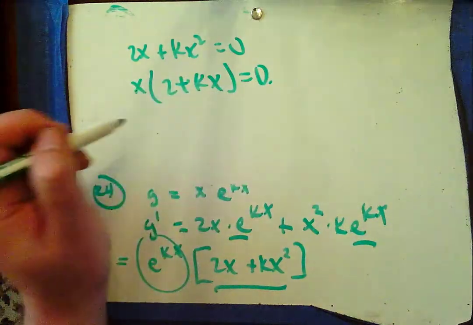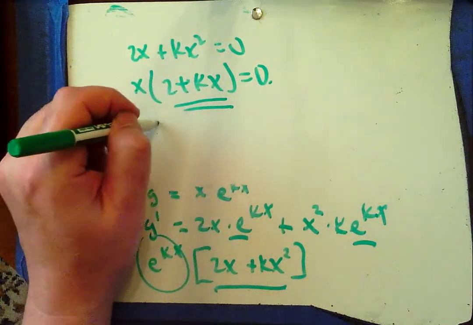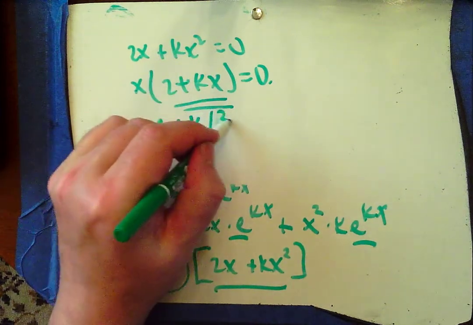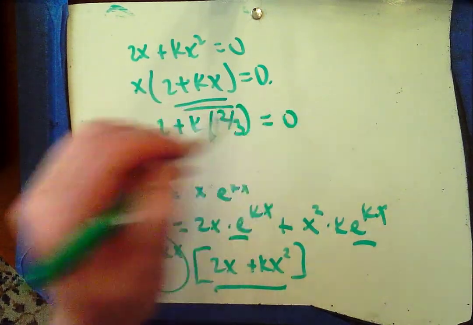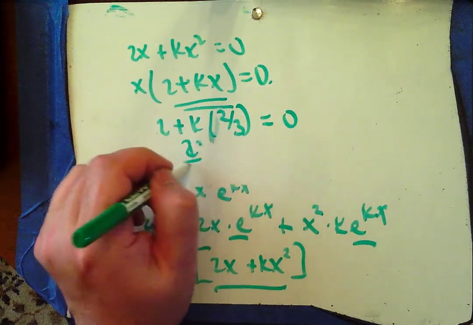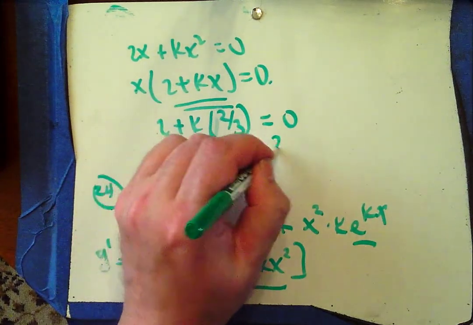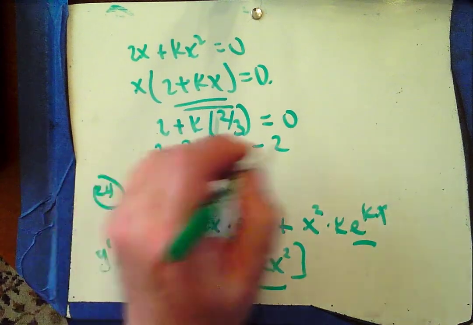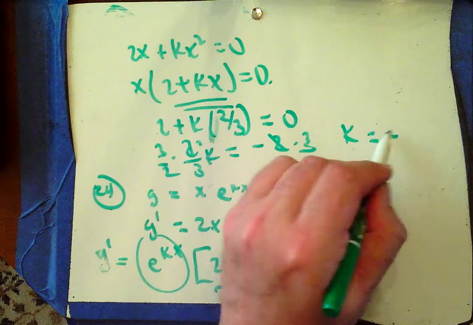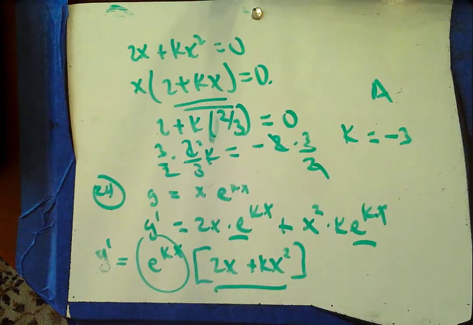Well, this is x equals 0, so this one must be 2 plus k times 2/3 equals 0. So 2/3 k equals -2. Multiply both sides by 3/2, and I end up with k equals -3. And that's choice A for number 24. Choice A. All right, 25.